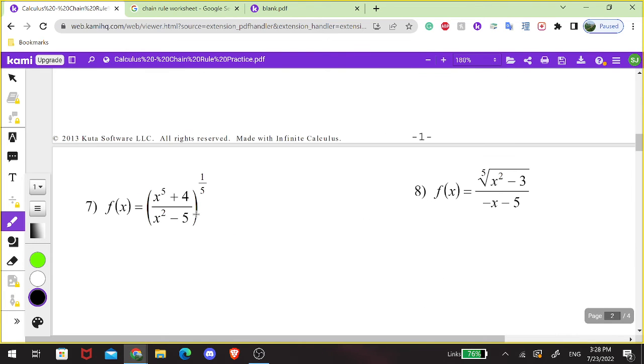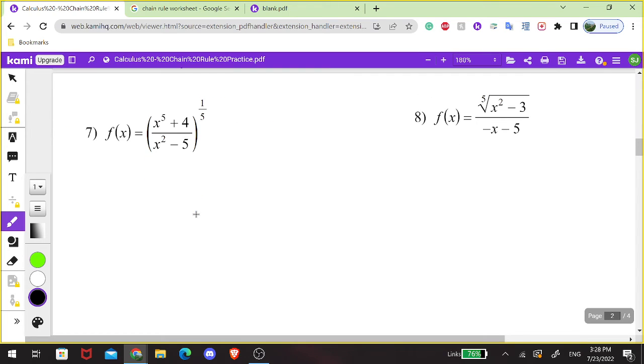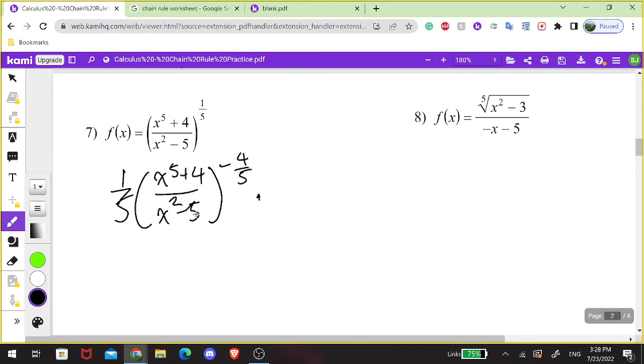Okay, next one, it's the same thing. We first take the derivative of f of x with respect to g of x. g of x will be the inside, so 1/5 times x fifth plus 4 over x squared minus 5 to the negative 4/5 power. We leave g of x the same inside. Now we want to multiply this by the derivative of g of x, which is using quotient rule again.